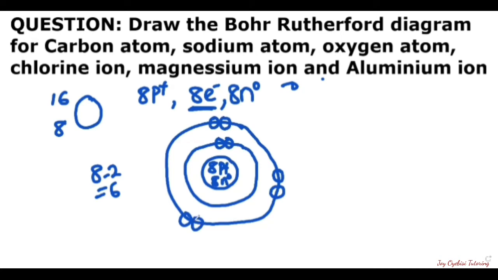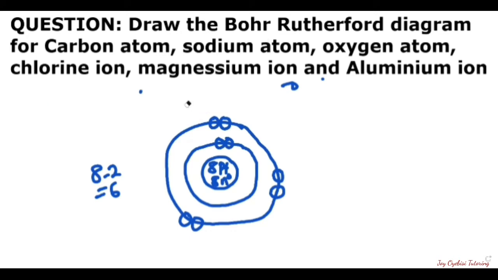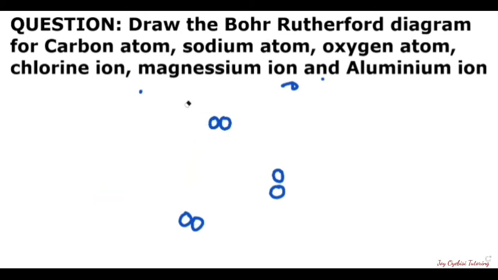So this is the Bohr-Rutherford diagram for oxygen atom. And we can see that all the electrons have been accounted for. It's always good to also confirm that. So we have 2, 4, 6, 8, which equals the 8 electrons that we have. Let's go to the ions, the ones with charges.